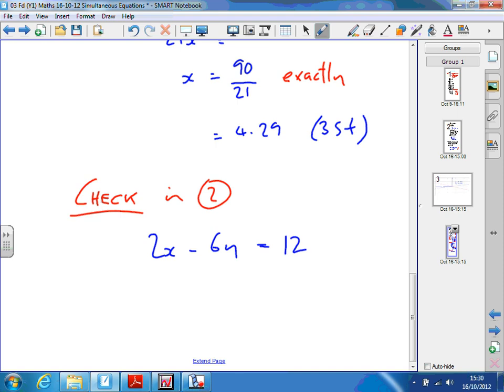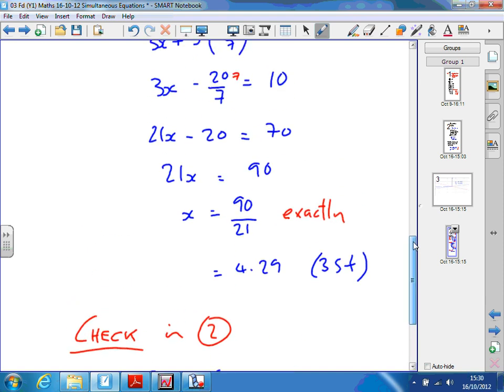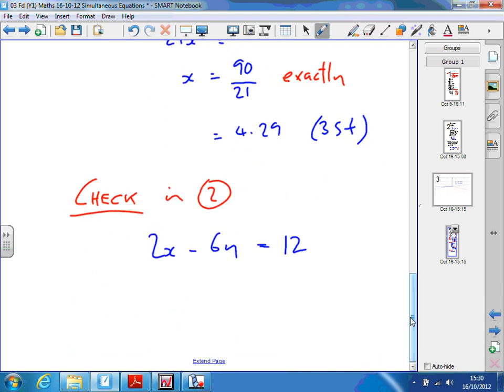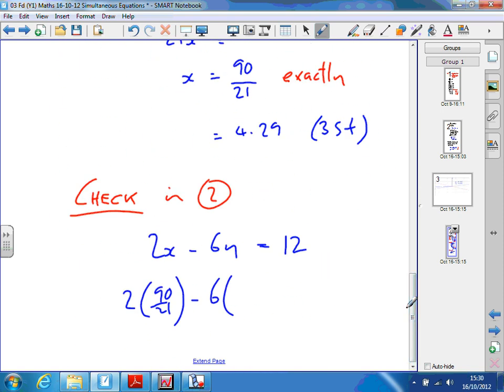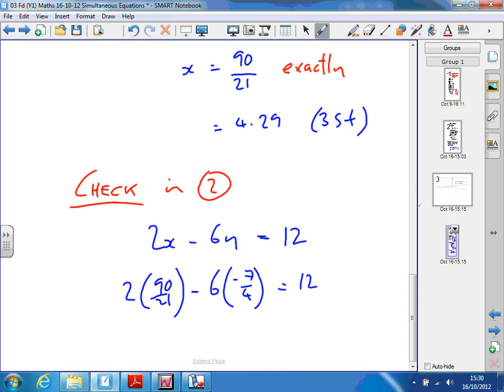And then I put in what I think x is and what I think y is and see if it works. So x is 4.29, or 90 over 21. So 2 times 90 over 21 minus 6 times y, which is minus 7 over 4, should equal 12, if we're right. Go with the exact answers and we'll get it exactly right.